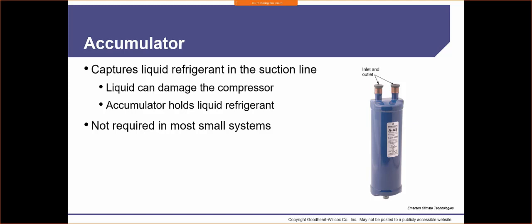All right, how do we know we have enough? We know that we don't have liquid refrigerant coming back to the compressor when we have enough superheat. Okay, we're 10 to 12 degrees above our saturation point, the boiling point for that vapor. We know that we're going to be okay. So an accumulator is not required in most small systems. You're not going to really see this on the residential side, because it's not needed.